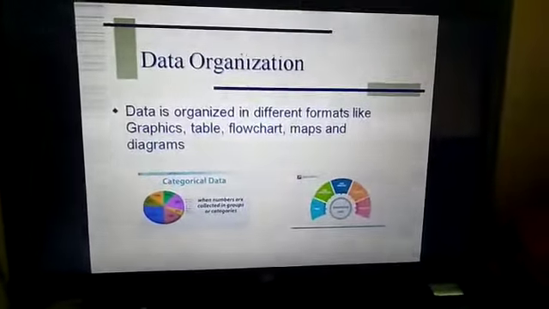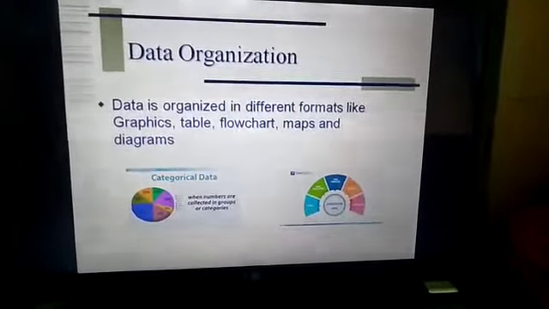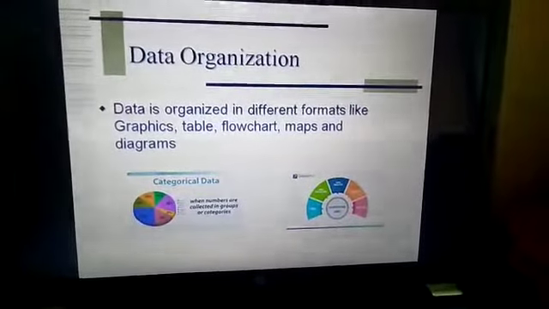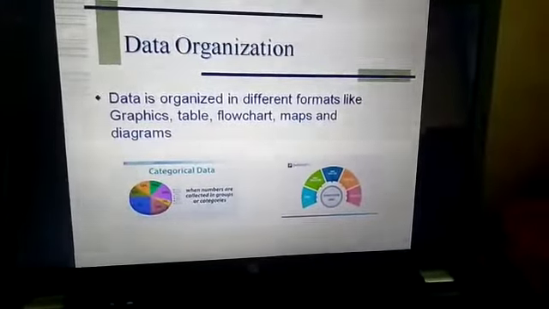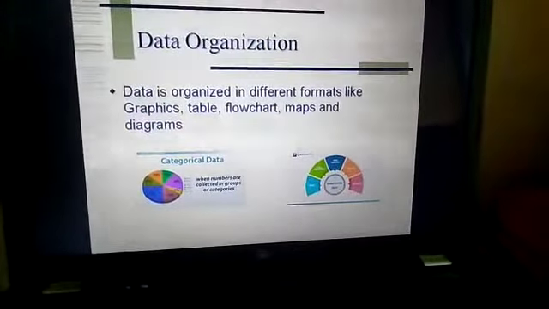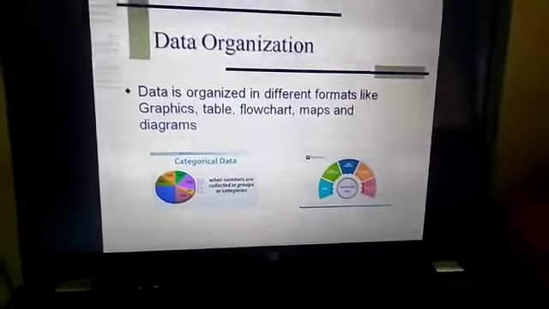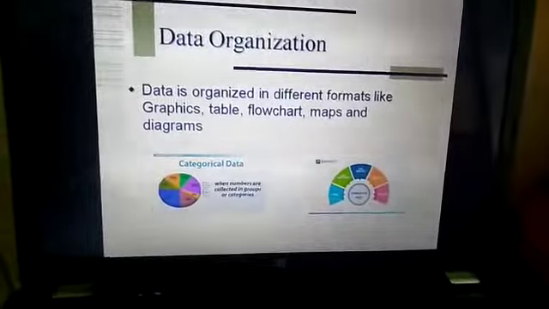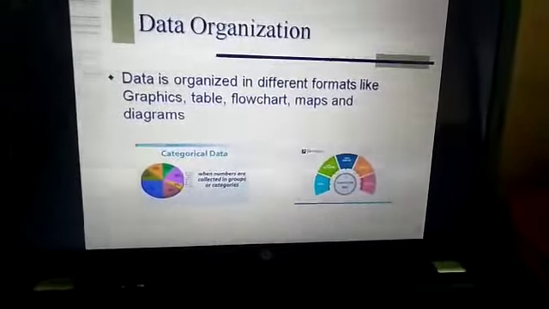Then comes data organization. In order to formulate and then to test hypotheses, scientists collect and organize data. Prior to conducting an experiment, it is important for a scientist to describe the collection methods because it ensures the quality of experiments. And data is organized in different formats like graphics, tables, flowcharts, maps, and diagrams.